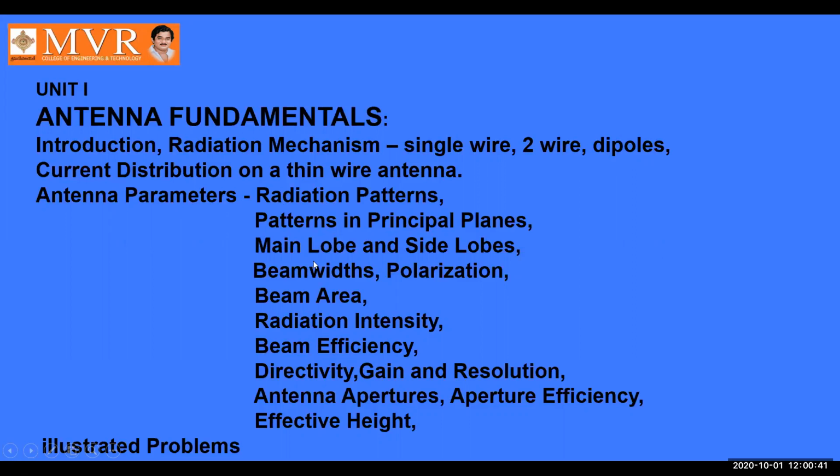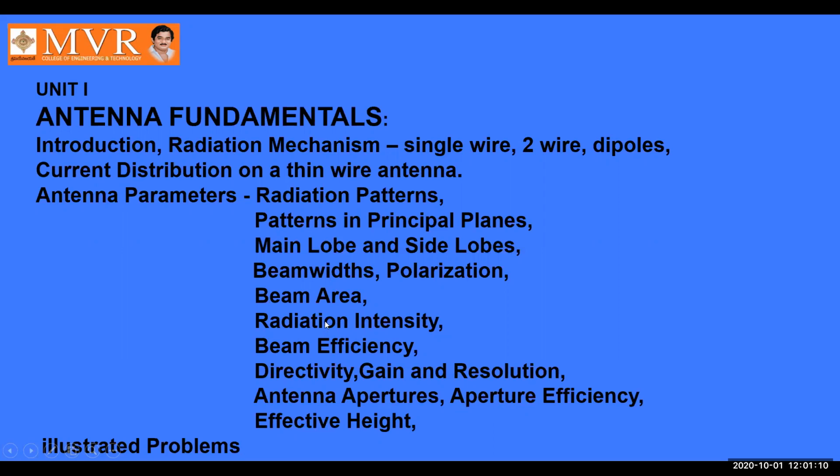Okay, what is a main lobe, what is a side lobe, back lobe, beam width, polarization, beam area, radiation intensity, efficiency, directivity, gain, and what is the resolution. All these antenna parameters, the basics of the antenna fundamentals, we have covered in the last classes. So in our first unit, the last topic is antenna apertures, antenna efficiency, and effective height.